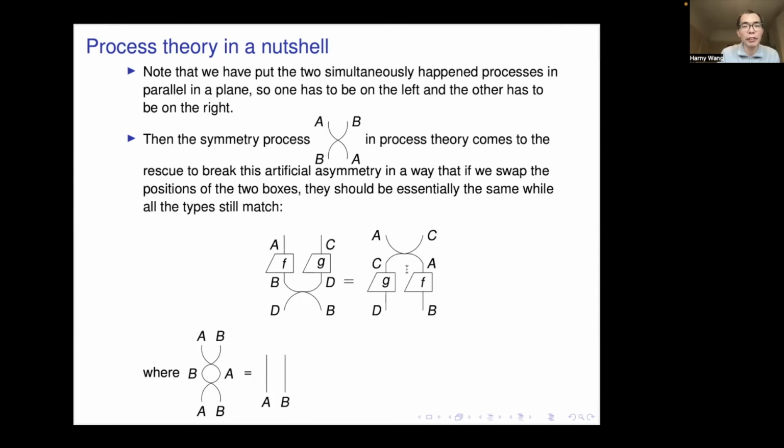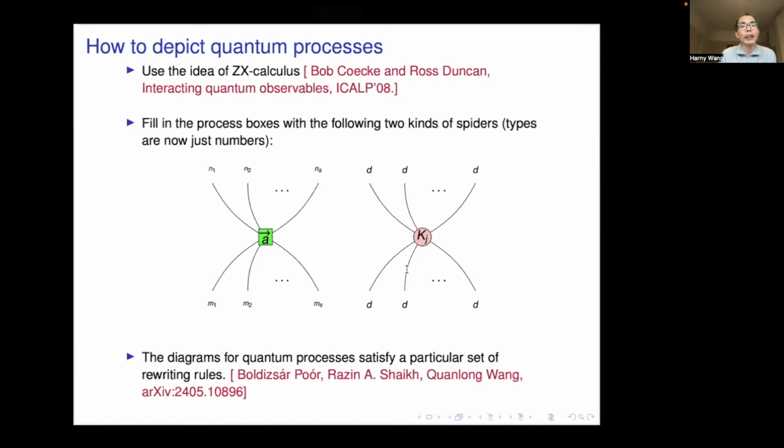But that's for general process theory, right? But in this talk we want to care about quantum processes. So how can we depict quantum processes? The answer is, we can use the idea of the ZX calculus, which is the topic of this talk. This idea was first introduced by Bob Coecke and Ross Duncan in 2008. I will give more details for this ZX calculus.